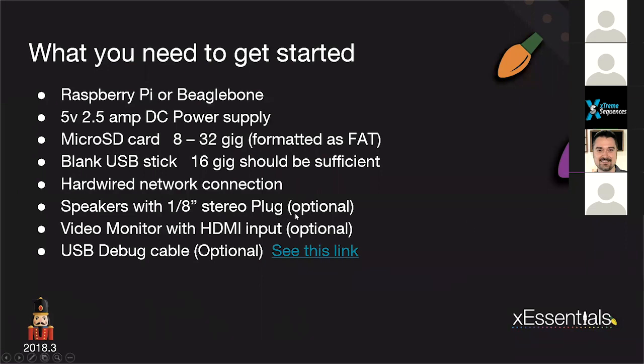The stereo plug is so you can plug a set of speakers in when the Pi, after the install completes, the Pi reboots, and then it will announce its IP address. So it'll tell you what the IP is so you can connect to it. Video monitor is more of a confirmation. You can watch the install and then see on the screen what the IP address is when it's all done.